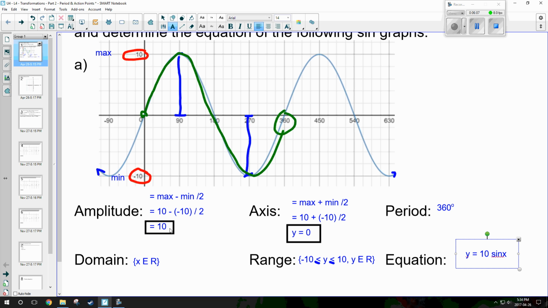Because our amplitude has changed from 1 to 10, we have to throw that 10 in front of the sine x. And remember, amplitude affects our range. It changes the pieces of our range. Other than that, that is our final equation.